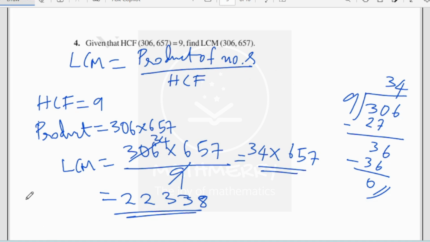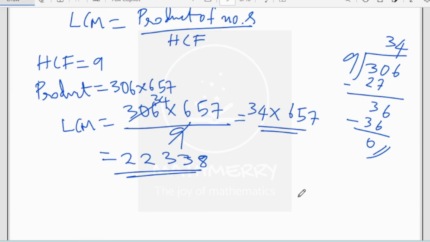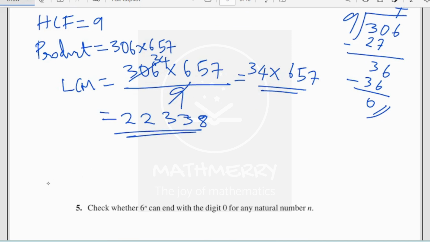So we found LCM using the formula: LCM is equal to the product of the numbers divided by HCF. HCF is given in the question, so we find LCM by using the product divided by HCF. I hope this is also clear. So the LCM of 306 and 657 is equal to 22,338.